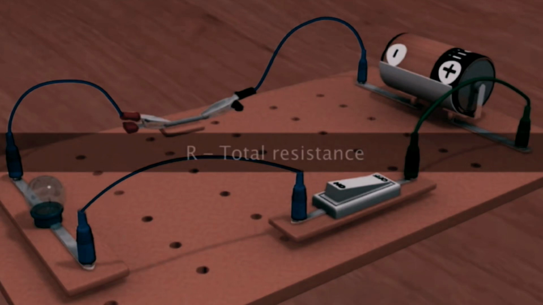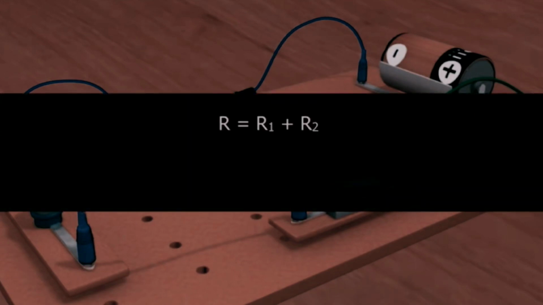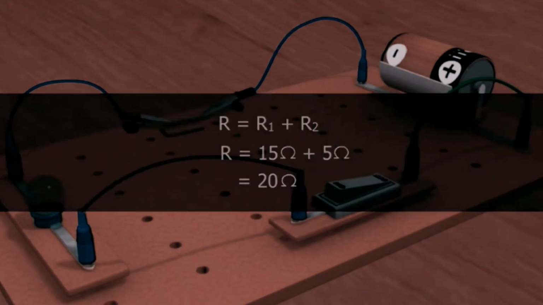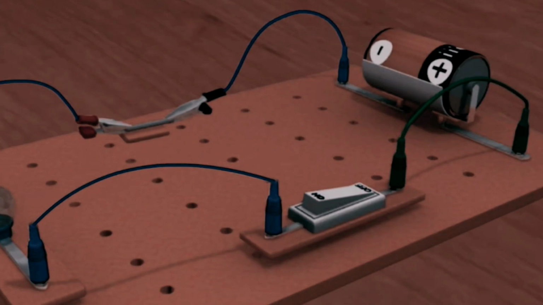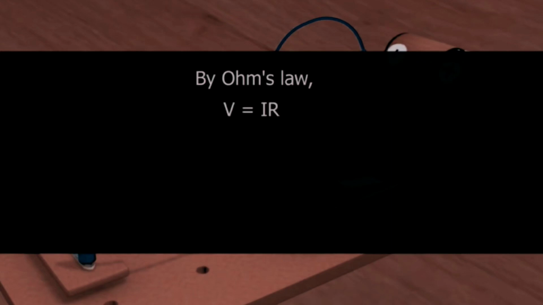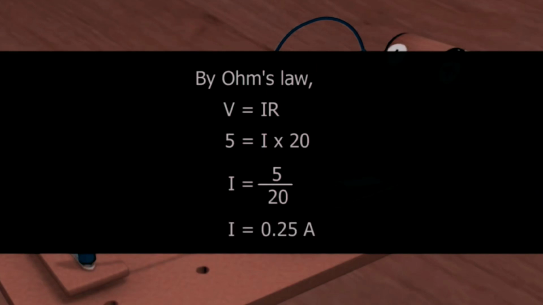First, we will calculate the total resistance in the circuit. The bulb's resistance is 15 ohm and the conductor's is 5 ohm. So, the total resistance is 20 ohms. The potential difference between the two terminals of the battery is 5 volt. By applying Ohm's law, we can calculate the current I flowing through the circuit. It will be 0.25 ampere.